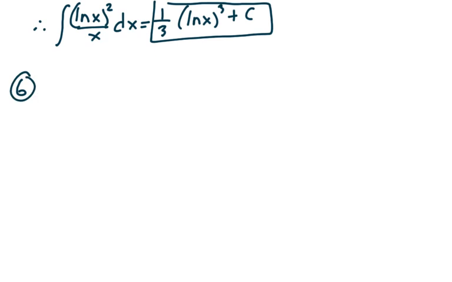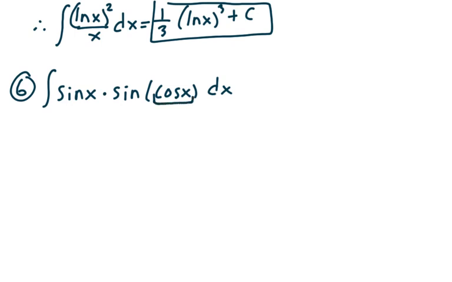Let's take a look at 6. Suppose we have the integral of sine of x times sine of cosine x dx. Now, when I look at a problem like that, I happen to notice that if I take the derivative of this inside function here, I get negative sine x. And I notice that I'm pretty close there. So that would be a suitable choice for u. I typically go for the inside function when trying to identify u.